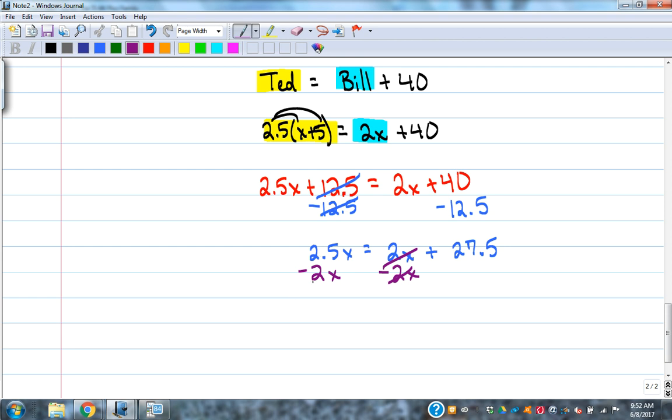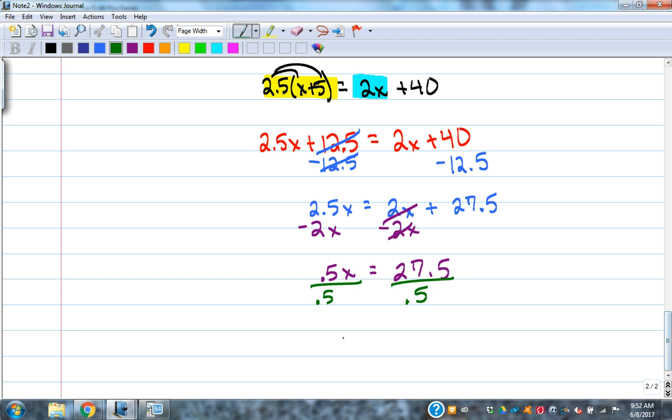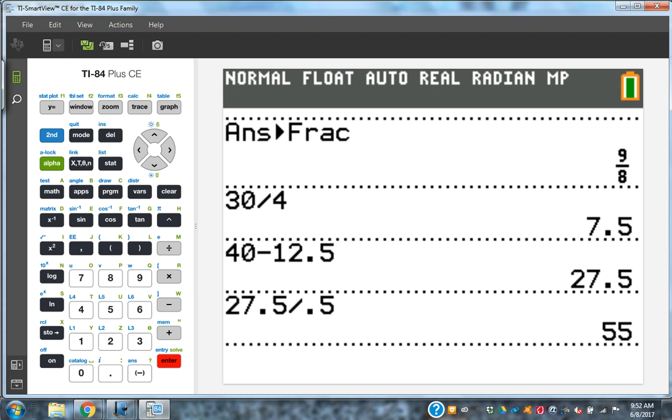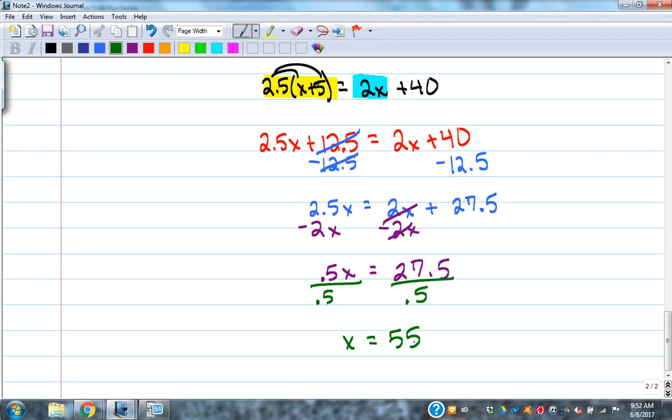It's a little easier. $2.50 minus $2 is 50 cents. And then last step: $27.50 divided by 0.5 is 55 miles per hour. Who's that for? Bill or Ted?